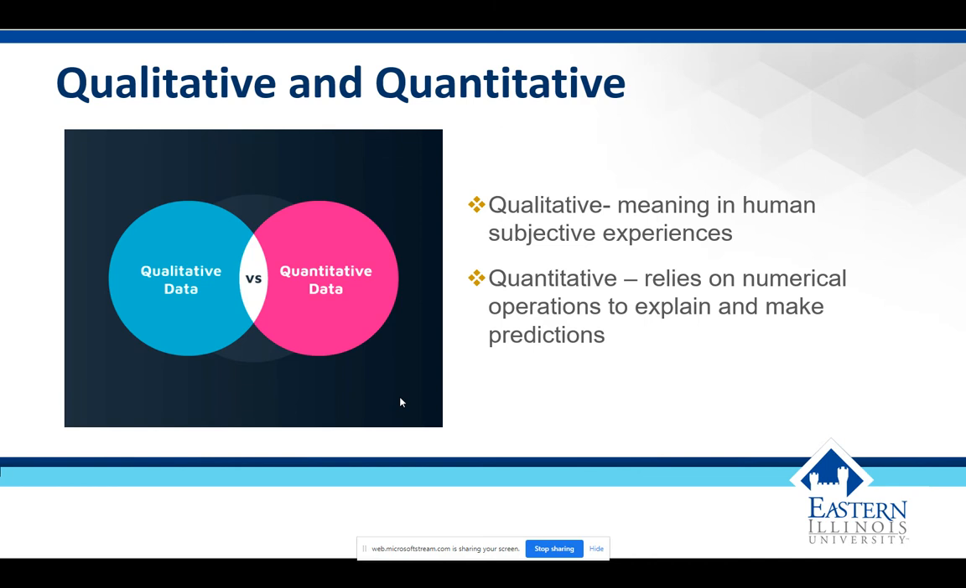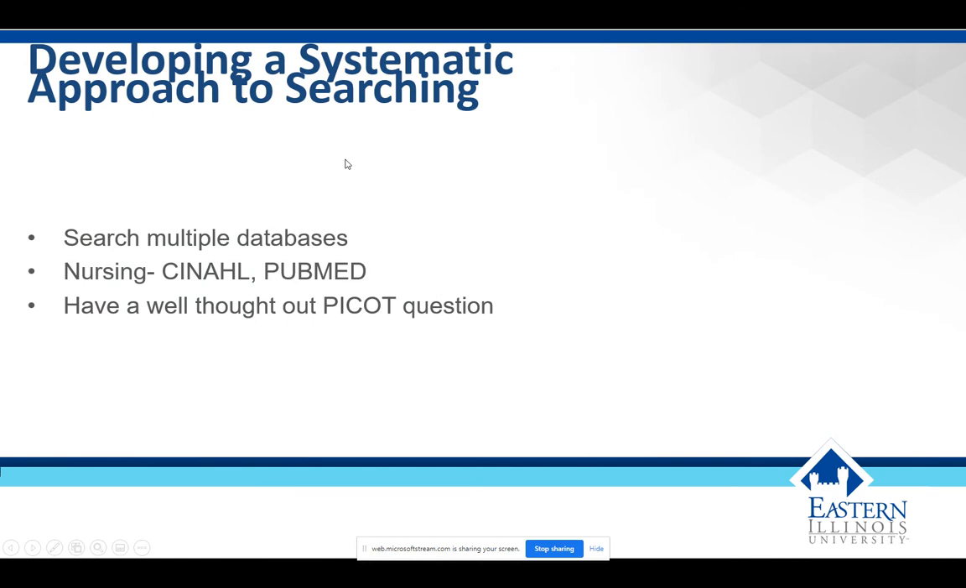Qualitative research really looks more at the human subjective experiences. So how they feel. You could look at a lot of mental health things as far as qualitative goes, but it's not numbers. It's a little bit more broad than that. So make sure you understand the difference between those two.